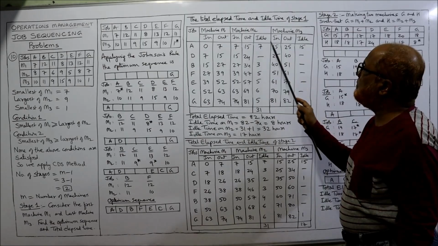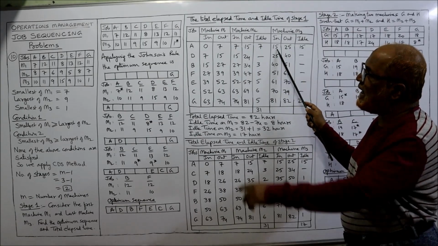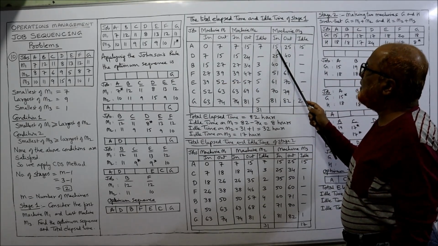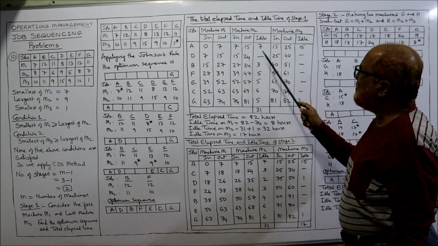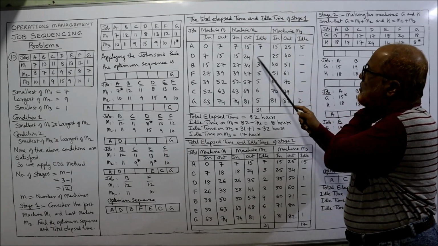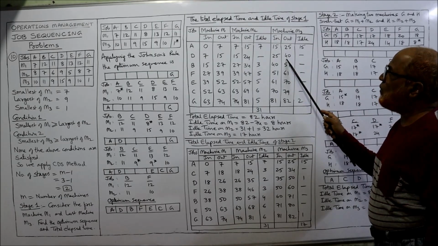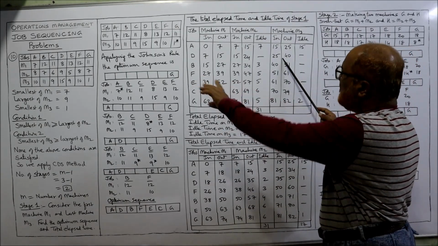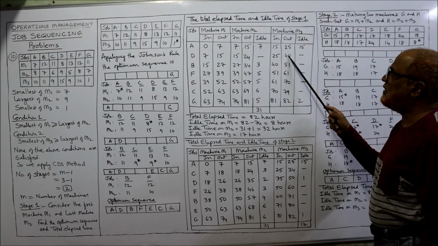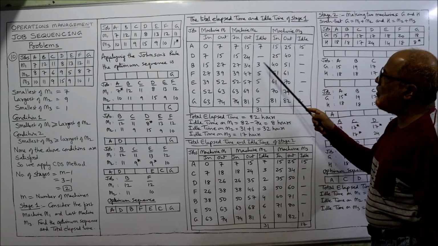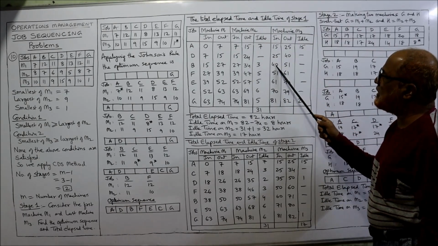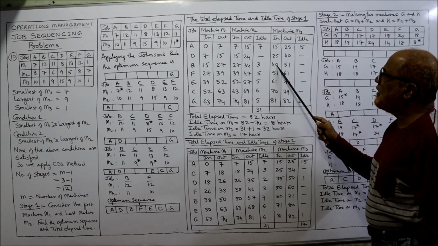First of all, AM3. How much is AM3? 10. 15 plus 10, 25. Now 25 or 24, whichever is higher. 25 is higher. So no idle time, 25, 25. Now what is DM3? 15. 25 plus 15, 40. Now 40 or 34, whichever is higher. 40 is higher. No idle time.